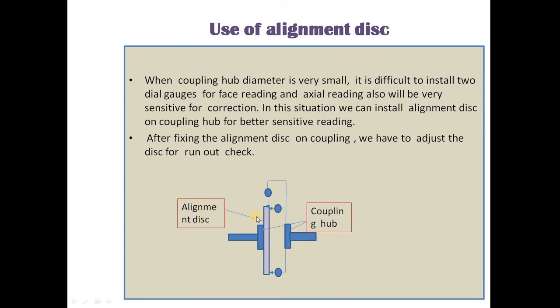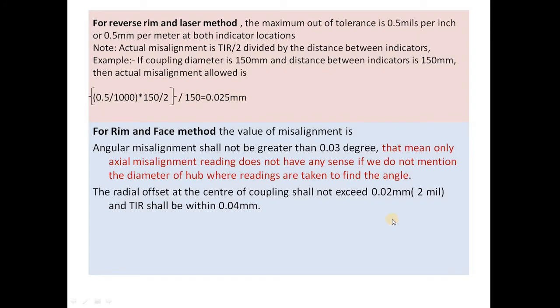If coupling dia is very small, then we can use an alignment disc so that you can get a better distance between the two axial readings, and this will give you a better reading, and fouling of the two dial gauges due to small coupling dia can be eliminated in this process. For the reverse rim and laser method, the maximum tolerance given is 0.5 mil per inch.